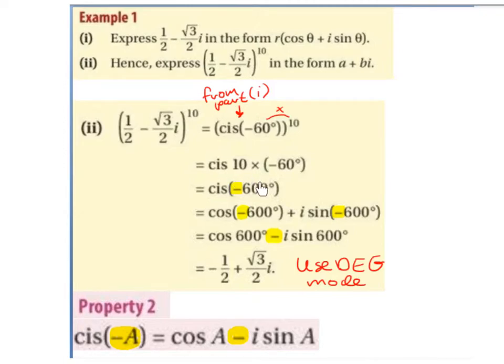So cis minus 600 degrees can be broken down to be cos minus 600 degrees plus i sine minus 600 degrees. And we know from property 2 that cis minus A is equal to cos A minus i sine A. So we end up with cos 600 degrees minus i sine 600 degrees. Using degree mode in our calculator, cos of 600 degrees is minus 1/2, and minus sine of 600 degrees is positive root 3 over 2, and we stick on an i.